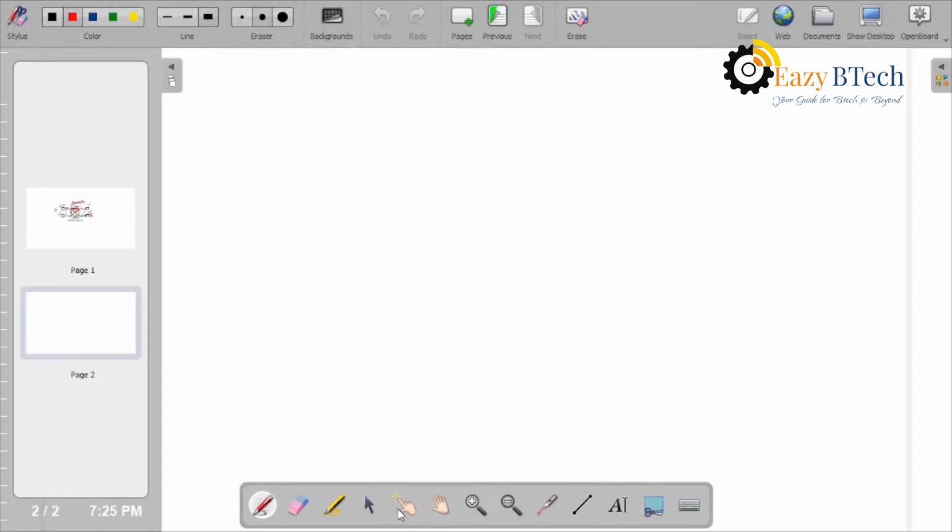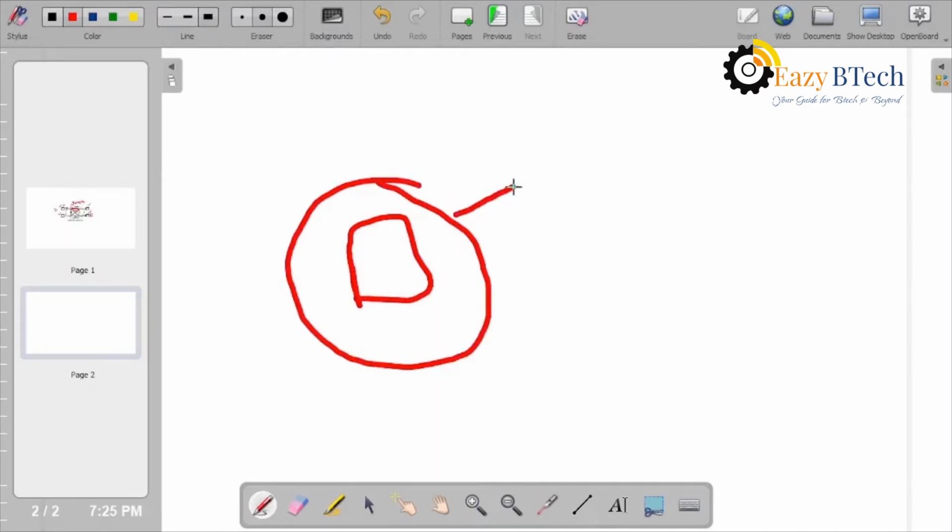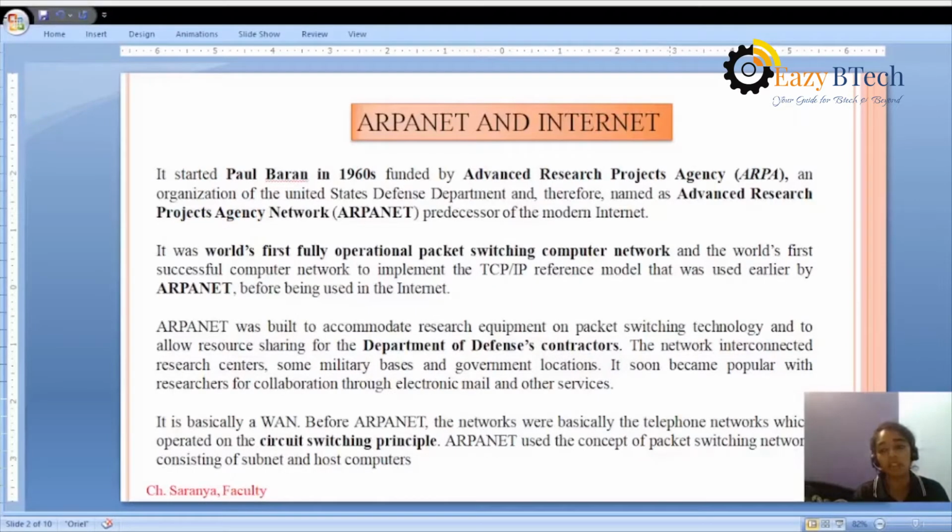It is a group of LANs and MANs. Within one country, when we provide a network, we can call it a WAN, and it is a group of LANs and MANs. So literally, we are saying that ARPANET is basically a WAN.